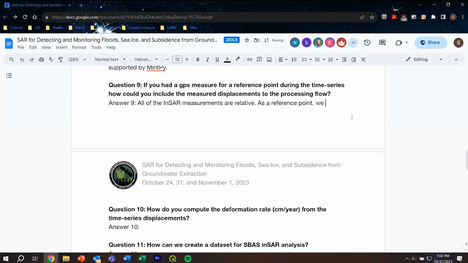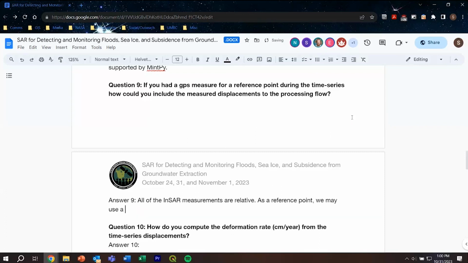And therefore we tie the InSAR measurements to that reference point. If the GPS station is moving rapidly, then you would need to add that GPS motion, projected into the radar line of sight, if you want to compare that or include that with the InSAR measurements.